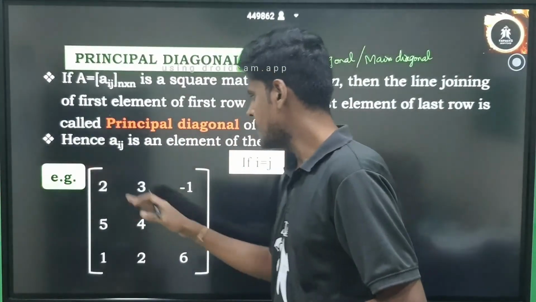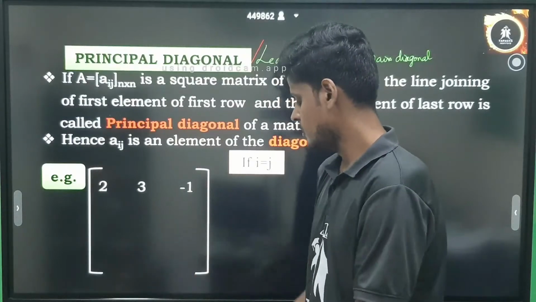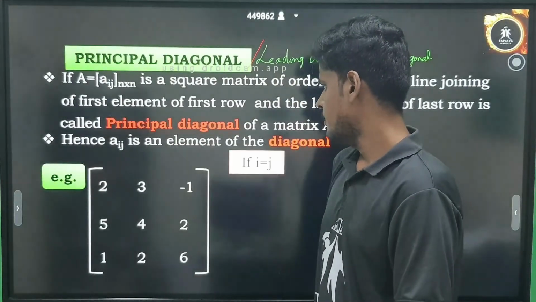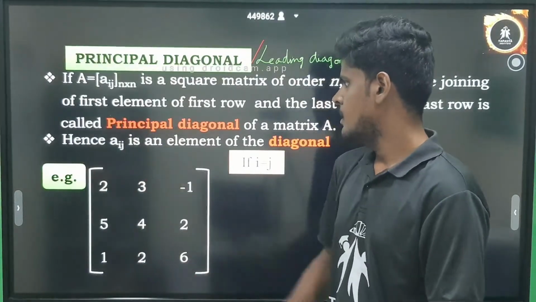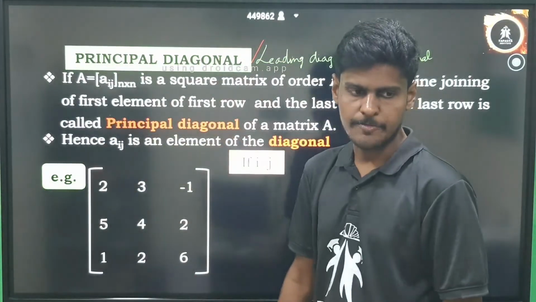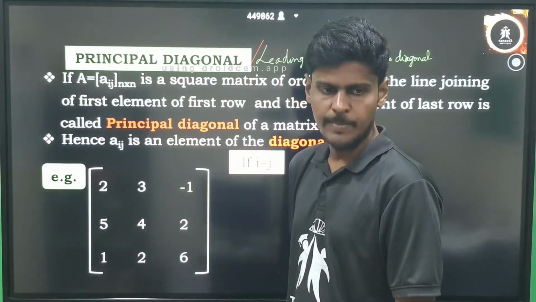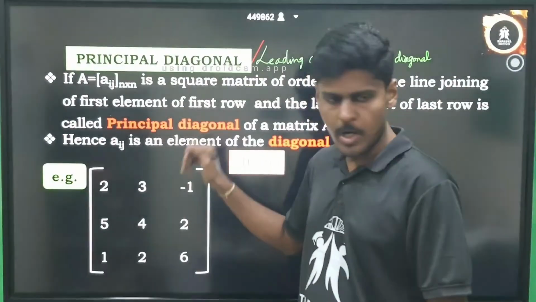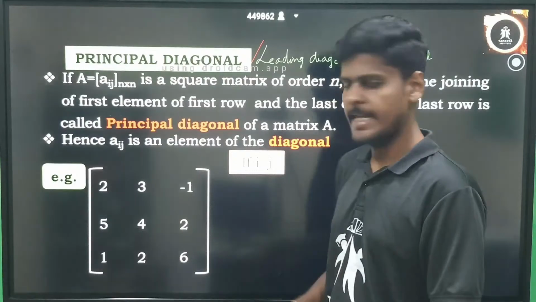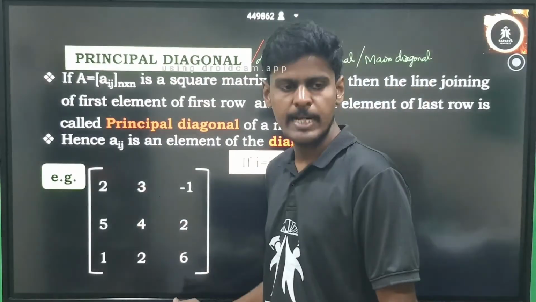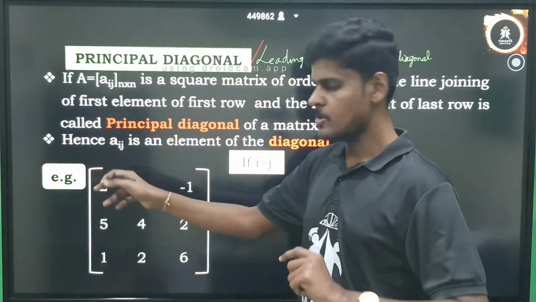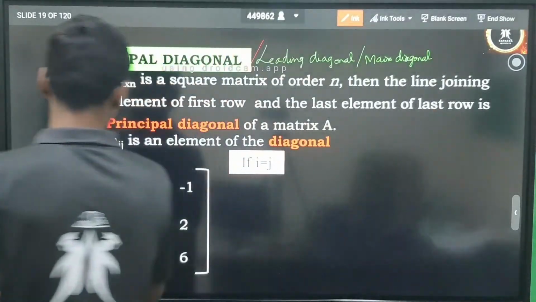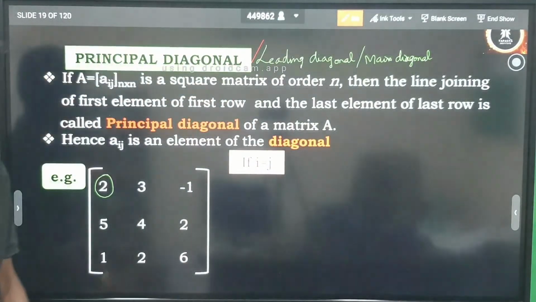We should be clear about that. Then, for example, this is the given matrix. Now what is the principal diagonal of this? Principal diagonal is nothing but i and j number should be equal. That means a11, a22, a33. What are the elements in that? a11 means first row and first column. That will be this element. First row and first column.